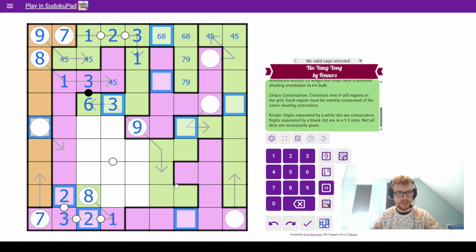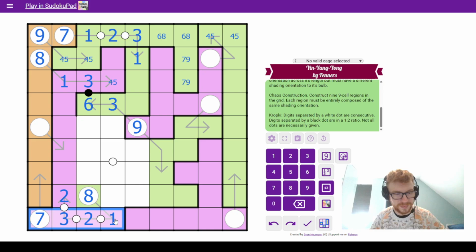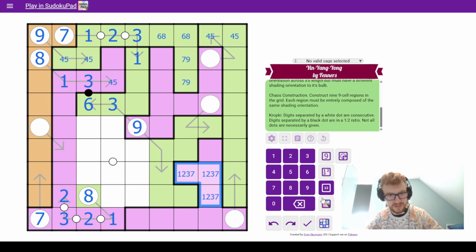Okay. We know that this is 1, 2, 3. Where are these 4 digits going to appear in this region? They are all here. So this is 1, 2, 3, and 7. Oh, with that one.